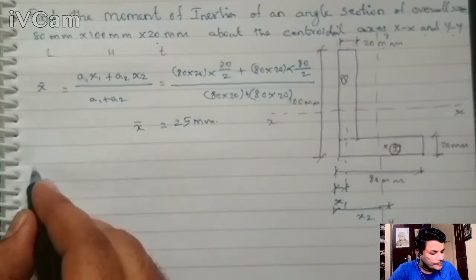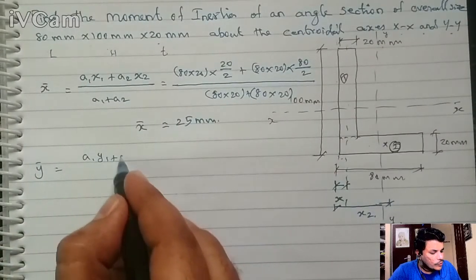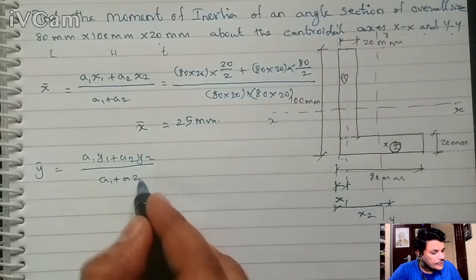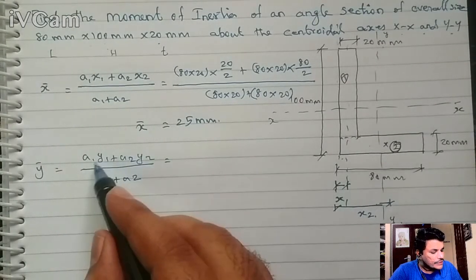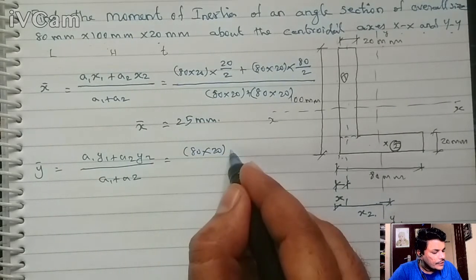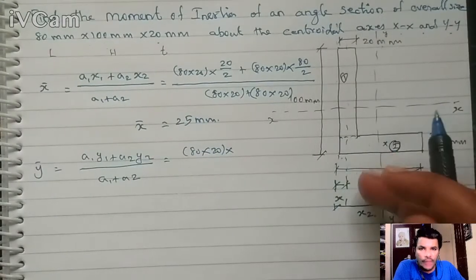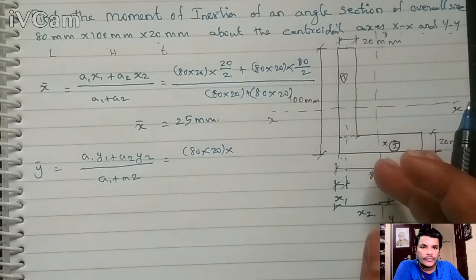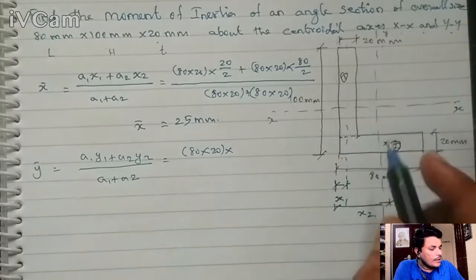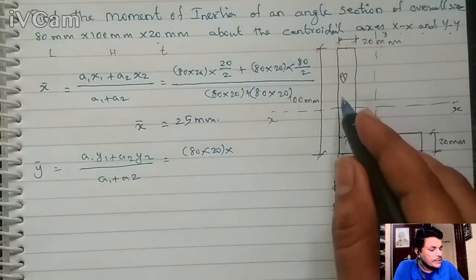Similarly, y bar, with the same formula: A1 y1 plus A2 y2 divided by A1 plus A2. The areas remain the same, 80 by 20 for the first section, into y1 and y2, which you can take either from the bottom or from the top. Suppose I am assuming from the bottom. From the bottom, what is the y1 value?